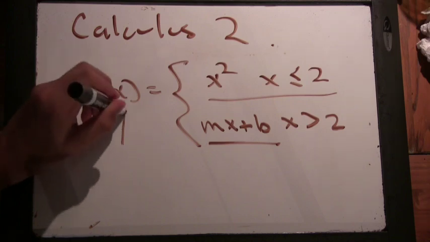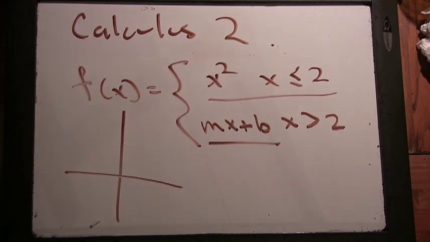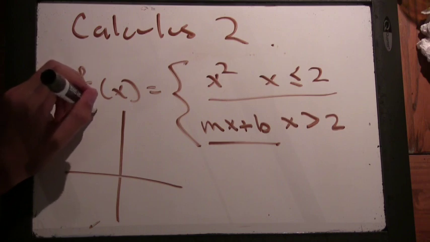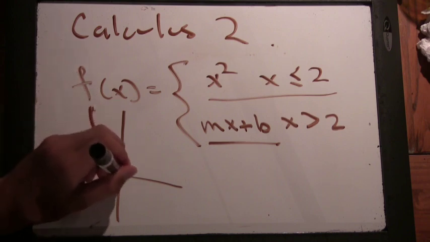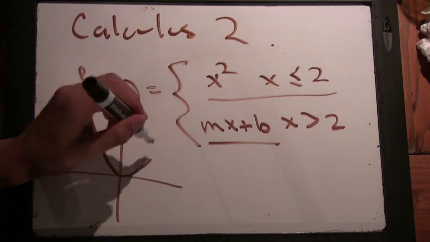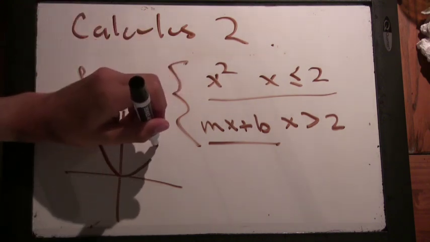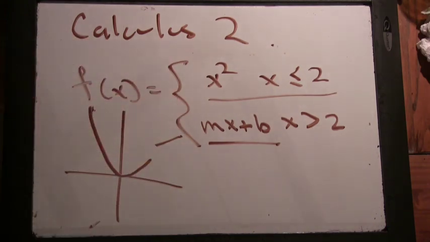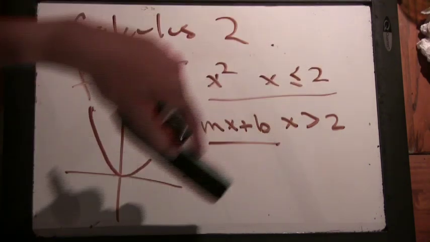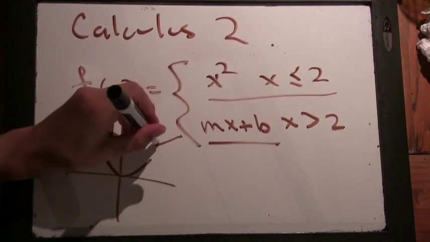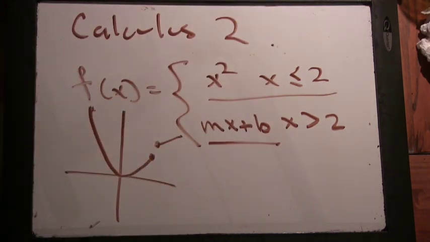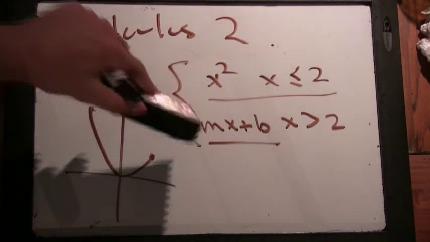I think the problem here, so let's see, we have a parabola, and then it stops at 2. And then we're going to have a line going off somewhere. So we're going to want it to go this way, so that it's still a function. The problem here is the point where the parabola ends and the line begins. So what do you think you want to be true?